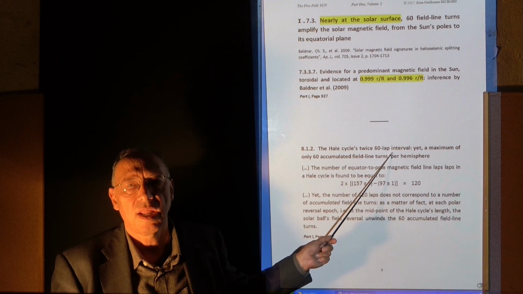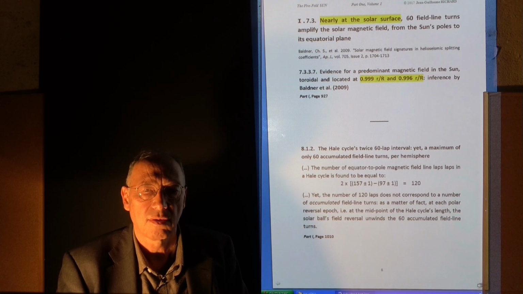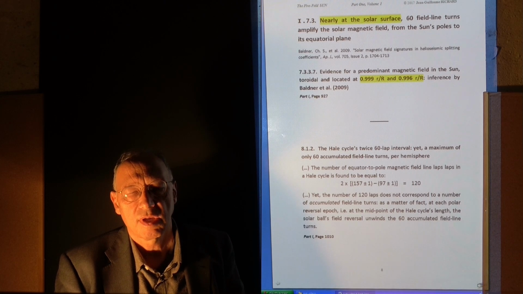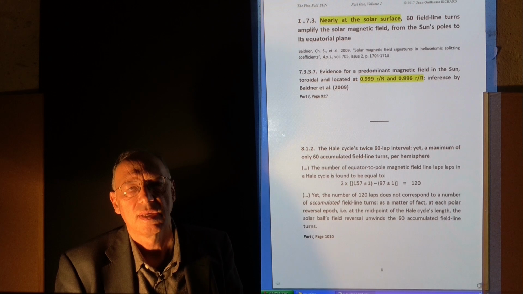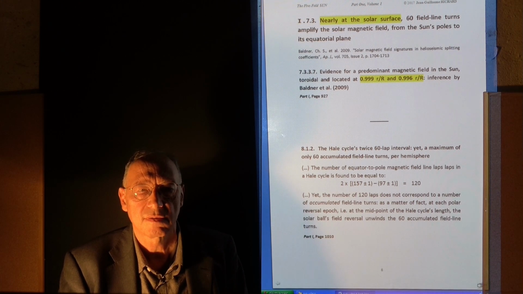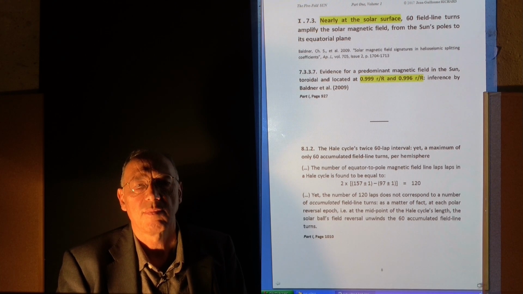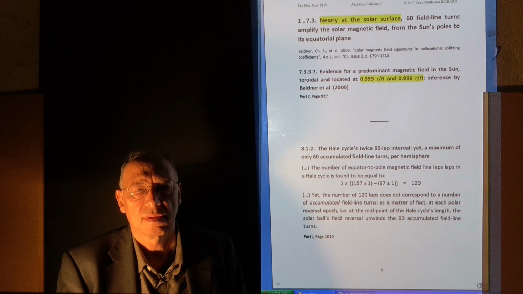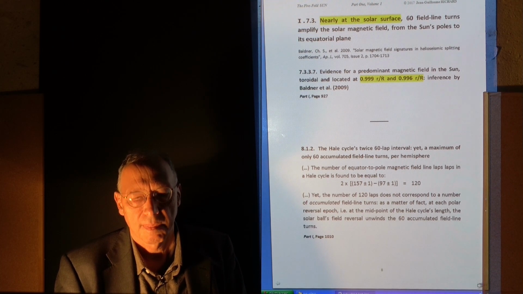Now, the 60 laps do not accumulate over a Hale cycle. In the first Schwabe cycle of the Hale cycle, 60 laps accumulate in the North Hemisphere. Again, 60 laps will accumulate in the North Hemisphere in the second Schwabe cycle, ending a Hale cycle, but they do not add up. They remain adding up to a maximum of 60 laps.